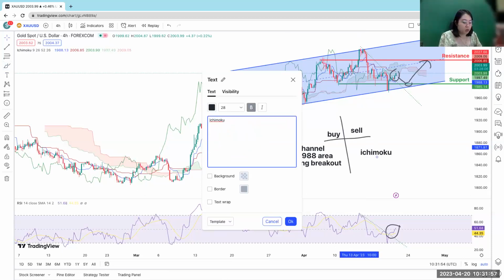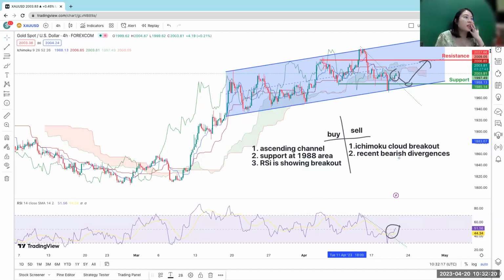The reasons why you should go in for a sell: Ichimoku breakout. It's really giving conflicting information with gold. You don't know if you should go in for a buy or sell, because price already broke the Ichimoku cloud. Usually if price breaks the Ichimoku cloud, it usually wants to go down.